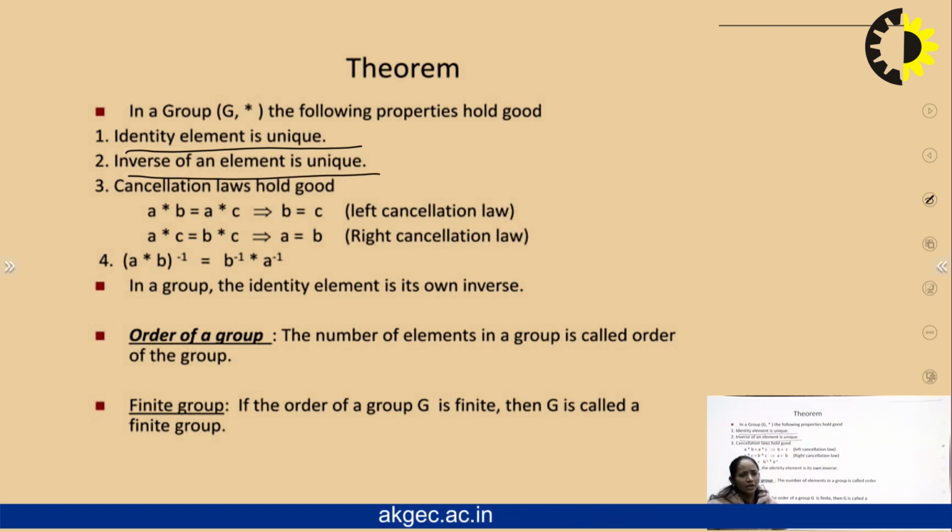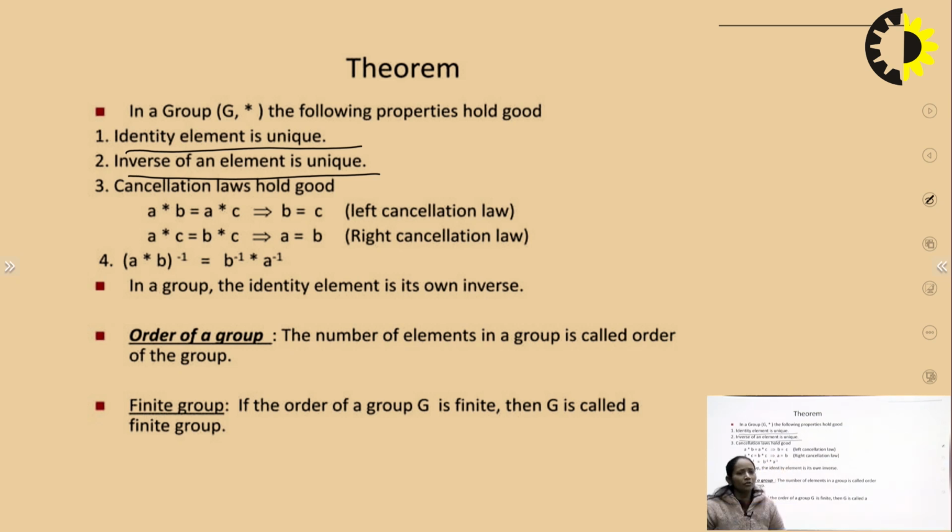And what is the cancellation law? If A cross B is equal to A cross C, then the left cancellation law says that B is equal to C. And A cross C is equal to B cross C implies that A is equal to B. This is the right cancellation law. So next one is (A cross B) whole inverse, which is equal to B inverse star A inverse. This is an important proof that we will discuss in the next video.